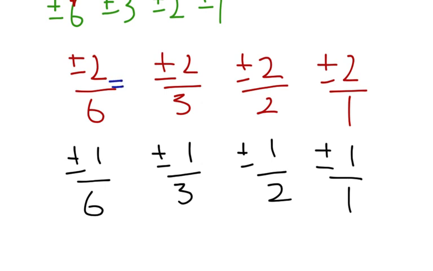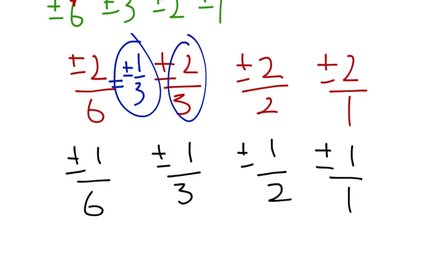For example, this reduces to plus or minus 1/3. The 2/3 doesn't reduce, so this is one root. Plus or minus 2 over 2 is plus or minus 1. Okay, so that's a root, or a potential root, I'm sorry.